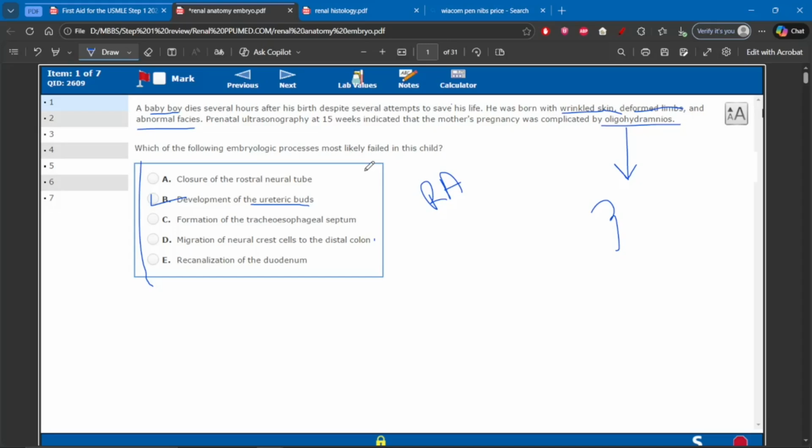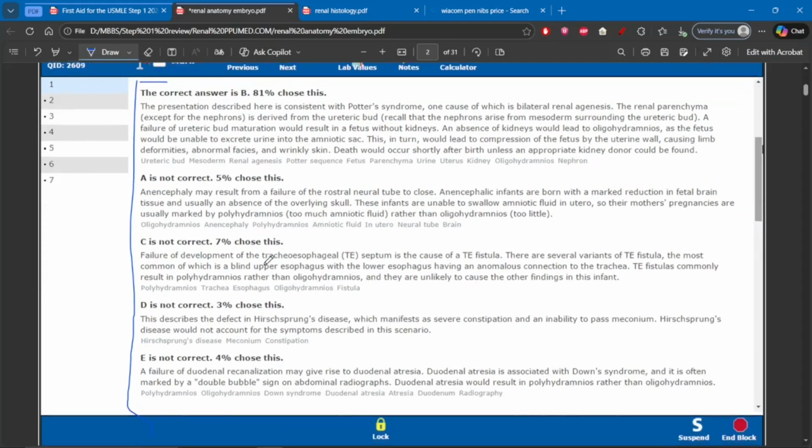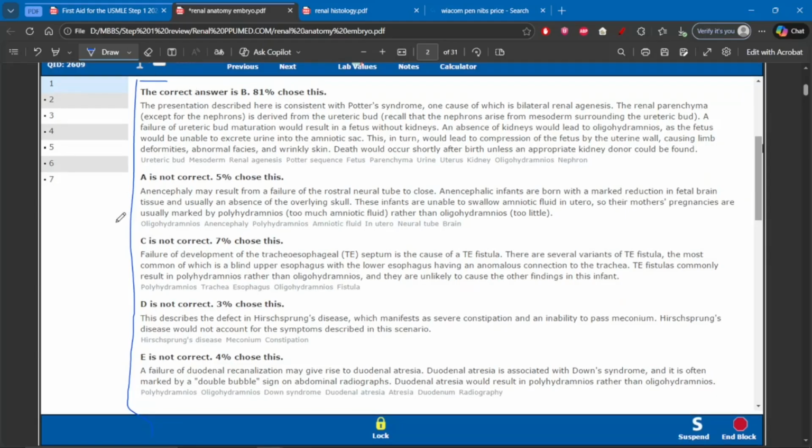There would be no formation of the kidney. So that is the answer. This is the explanation for it. You can of course read it, but the most important thing is that because the ureteric bud is not formed, it does not signal the metanephric blastema, and that is the reason why the kidney is not being formed. So that is what is written here, and you can read the rest of the explanation yourself.